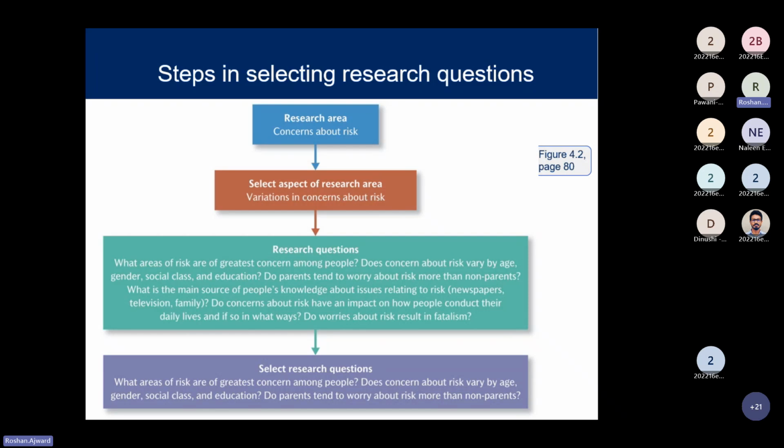So these are research questions based on variations in concerns about risk. There are several questions, and of those, finally they selected a few. What areas of risk are of greatest concern among people? Does concern about risk vary by age, gender, social class, and education? Do parents tend to worry about risk more than non-parents? Likewise, a few questions have been selected out of the large number of questions. Why do we need to select a few questions in research? Because you have limited time and limited resources. That's why you select a small number of questions.